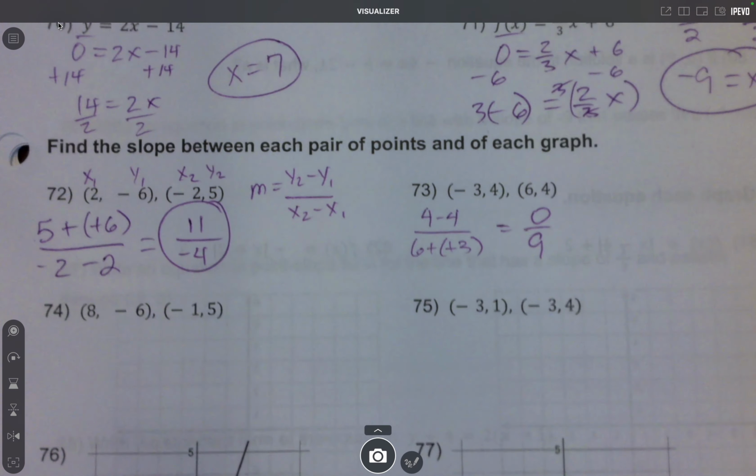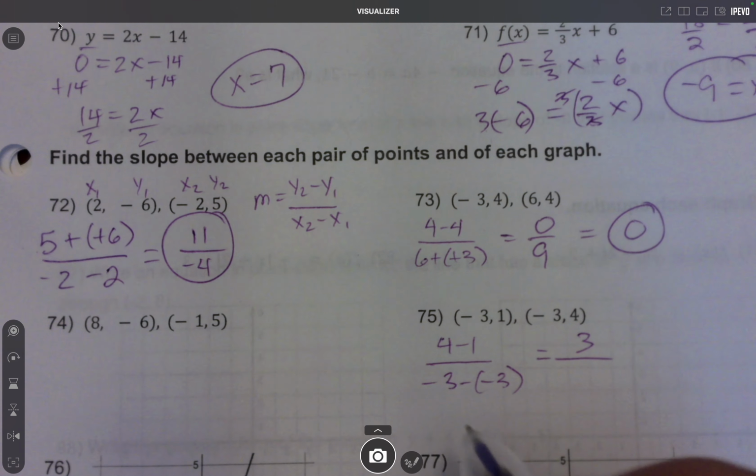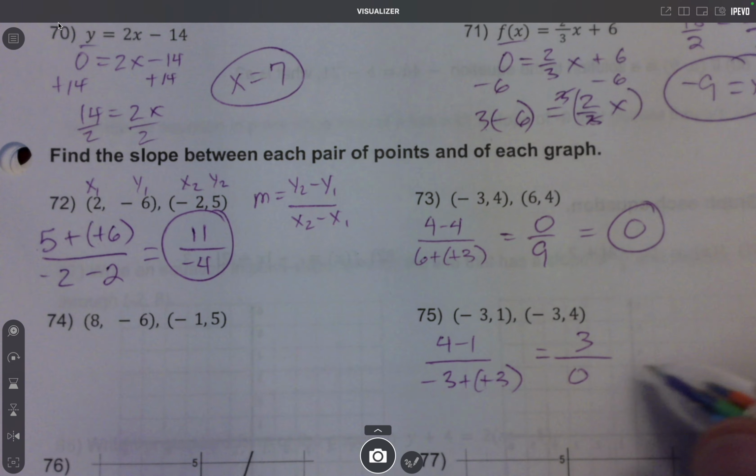However, let me go and skip to 75 so you see the difference. We do y2 minus y1 over x2 minus x1. 4 minus 1 is 3. Negative 3 plus 3 is 0. When you get 0 on the bottom, that means the slope is undefined, or you can say no slope. Either way is okay. And that means you have a vertical line.